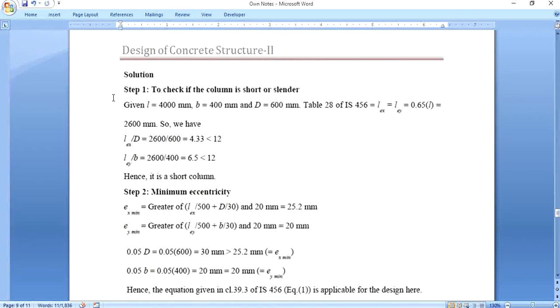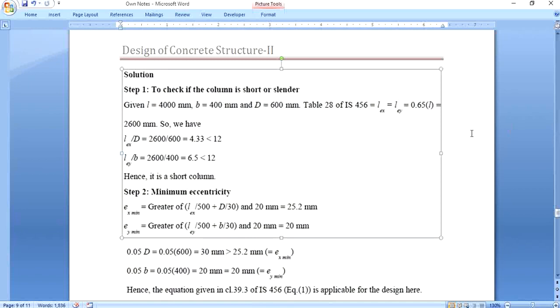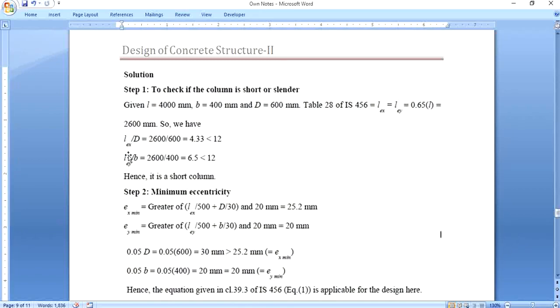So you can see over here step number 1 we have completed. Then we are going to check whether it is a short column or a long column. So what is the criterion for a short column? A column is short when the effective length divided by the least lateral dimension gives a value which is less than 12. That means LE by least lateral dimension should be less than 12. Then and only then is the column called a short column.